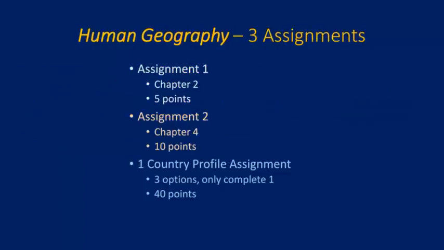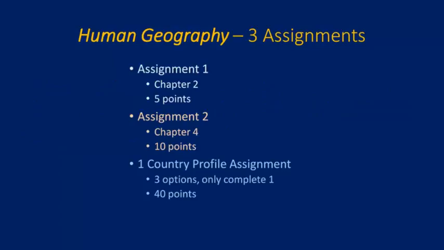Next up are the 3 different assignments of varying degrees of difficulty represented in the point totals for each. First off, we've got assignment 1, which is located in chapter 2. That assignment will be due during the first week of the semester. It's only worth 5 points. It's a very, very simple assignment. Step up the degree of difficulty for assignment 2, which will be found in chapter 4, and that's worth 10 points. Then there's the country profile assignment.